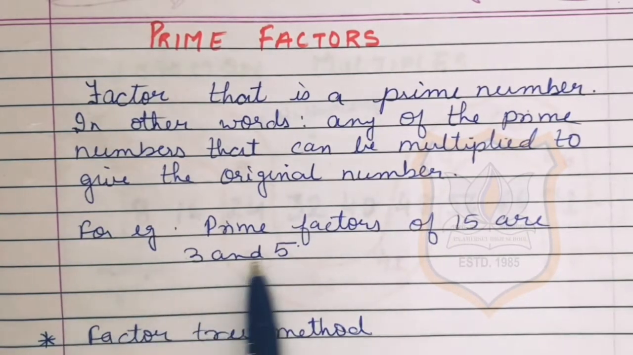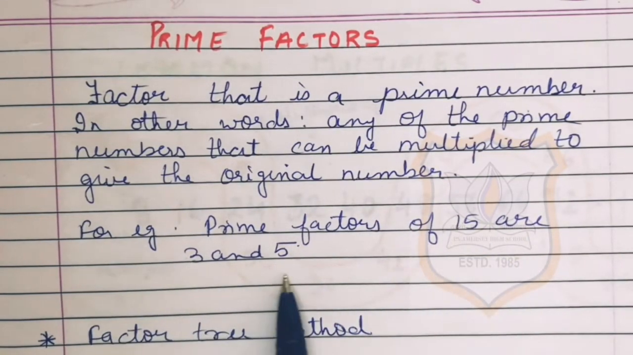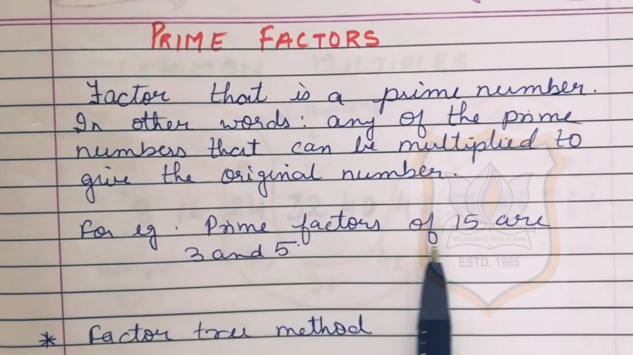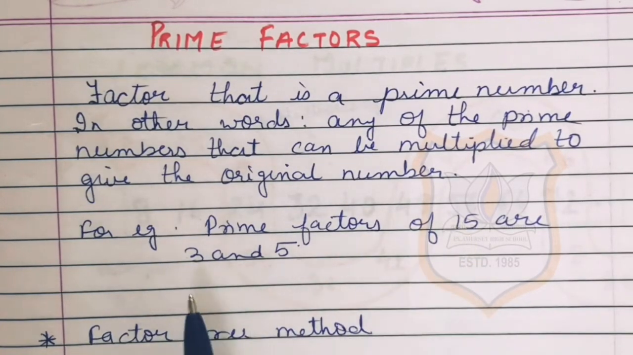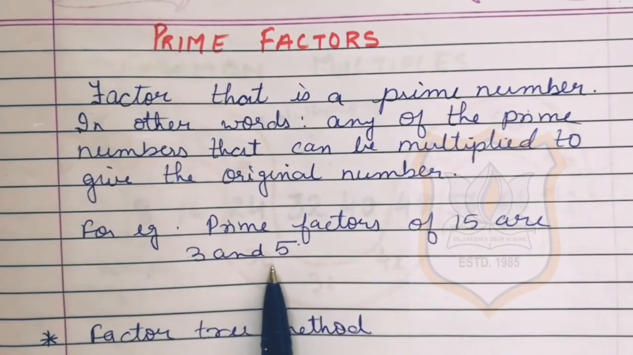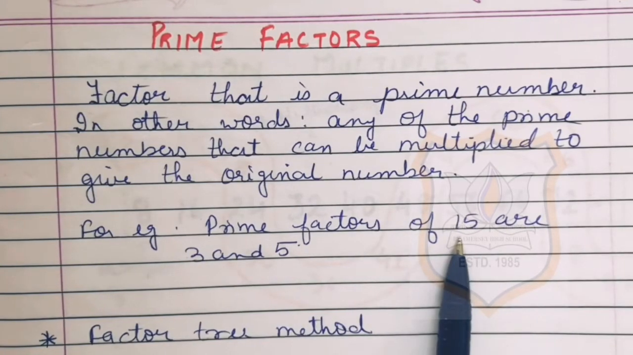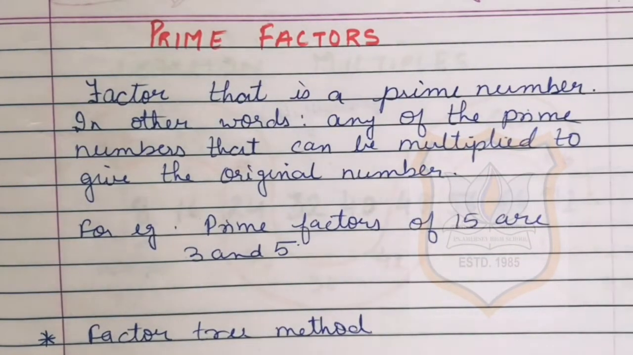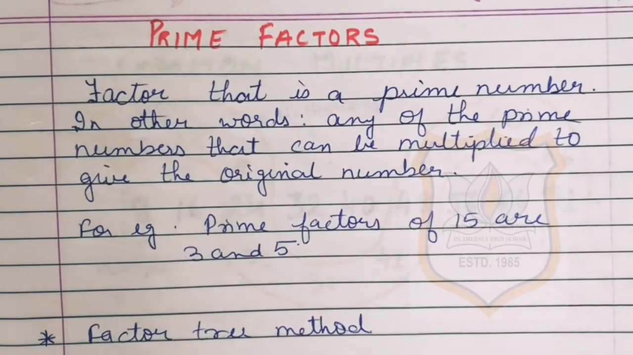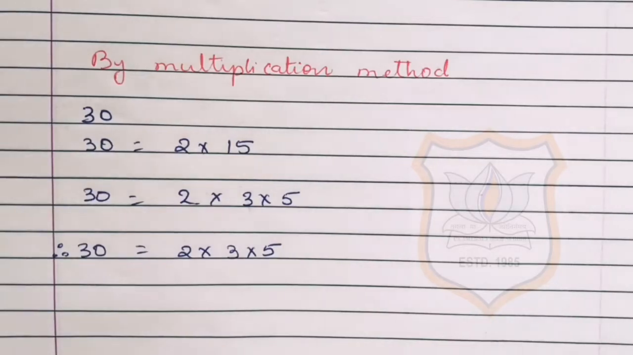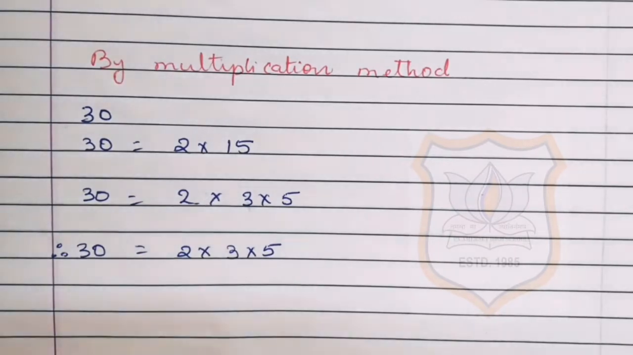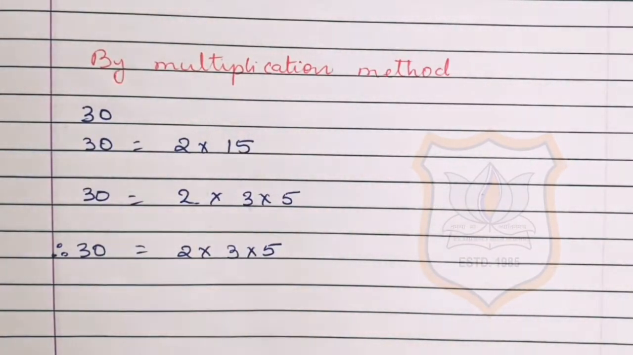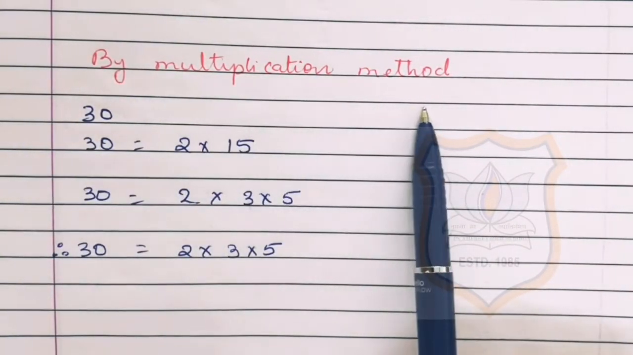For example, prime factors of 15 are 3 and 5. If we find the factors of 15, we get 3 and 5 as factors of 15. So the prime factors of 15 are 3 and 5. Students, there are a few methods to find the prime factors of any number. The first method is the multiplication method.